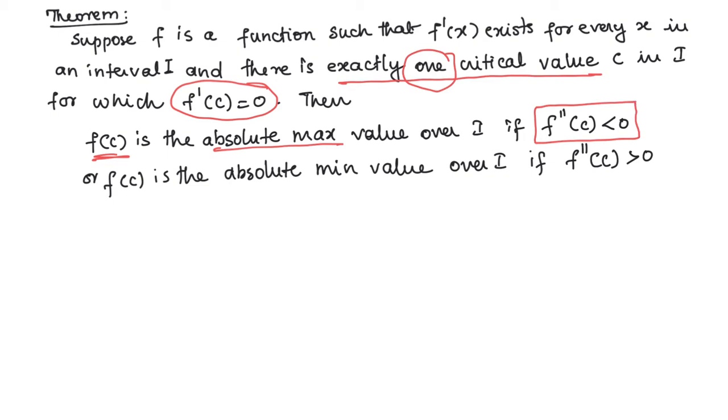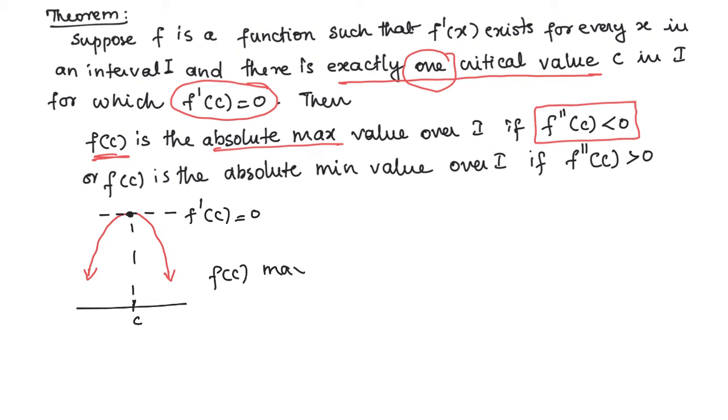F double prime of c less than 0 means the function is always concave downwards. Since it has only one critical value, that means the slope of the tangent line at that value is 0. So if this is c, the slope of the tangent line is 0. That means f of c has to be the absolute maximum.